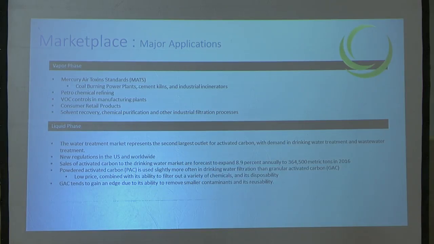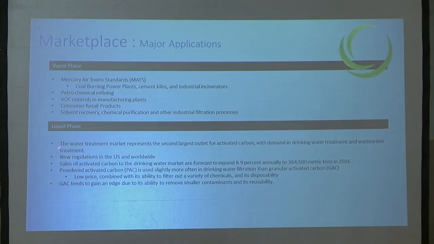In the liquid phase, the water treatment market represents the second largest outlet for activated carbon, with demand in drinking water treatment and wastewater treatment. There are new regulations in the United States and worldwide. Sales of activated carbon in the drinking water market are forecast to expand 8.9% annually to 364,500 metric tons in 2016, and this growth is not expected to decline. It's only expected to increase and get better.